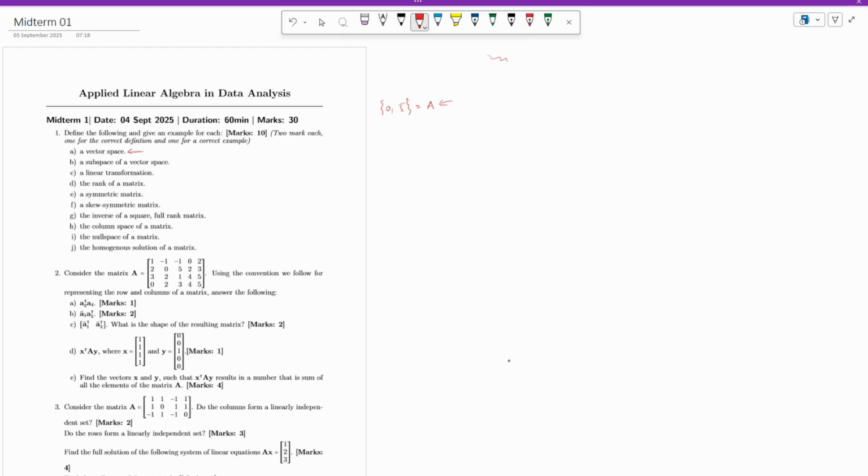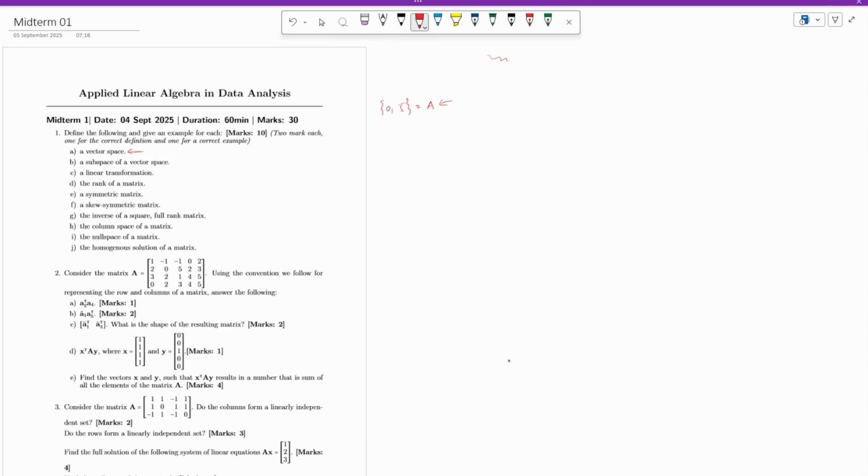How will you verify if it's a vector space? Sorry? You'll have to be louder. The zero vector is there, but just because the zero vector is there does not mean it's a vector space. If it's not there, of course you can say it's not a vector space. Zero is there, so it could be a vector space. What else would you do?